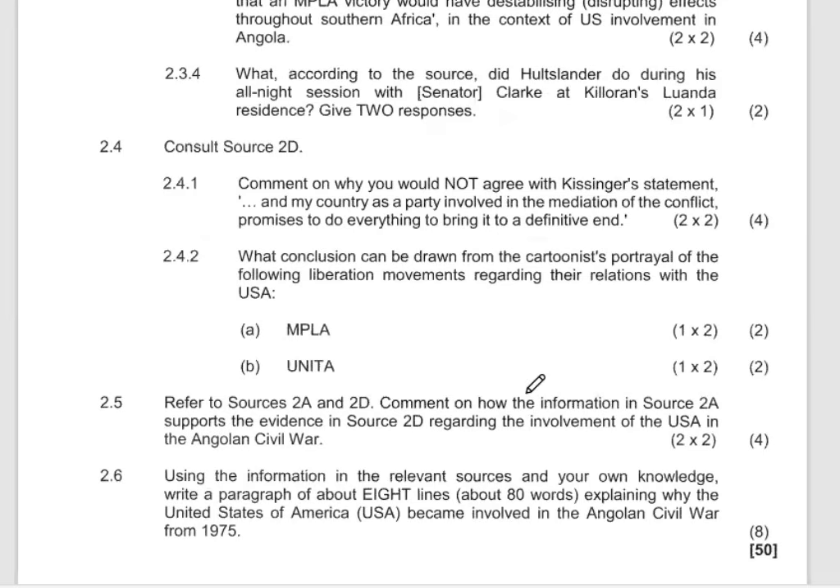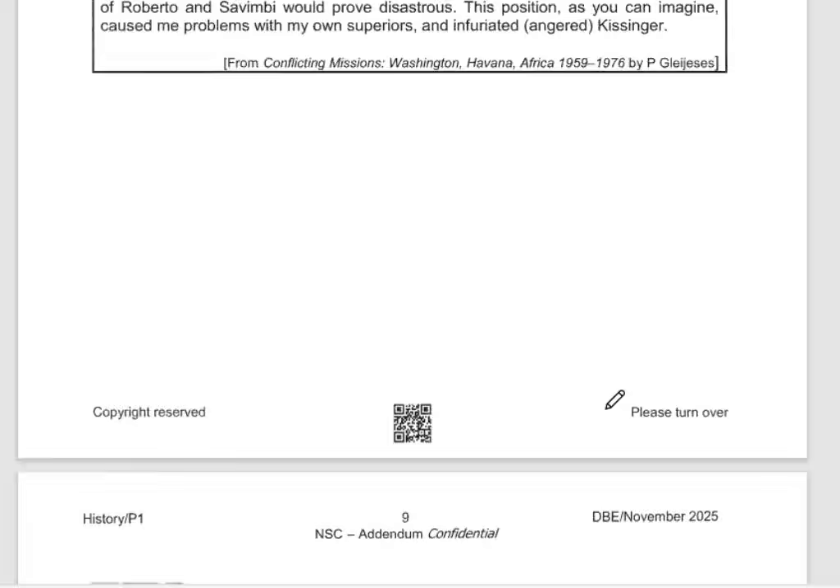It says, comment on why you would not agree with Kissinger's statement: "My country, as a party involved in this mediation of the conflict, promises to do everything to bring it to a definitive end." Let's go to the source and see the context of this.